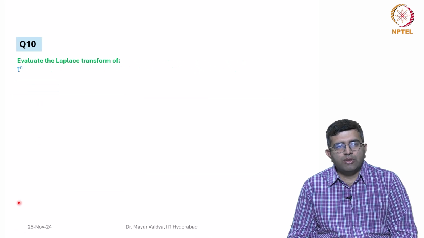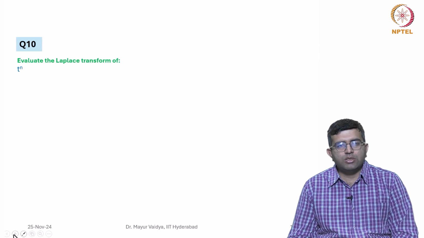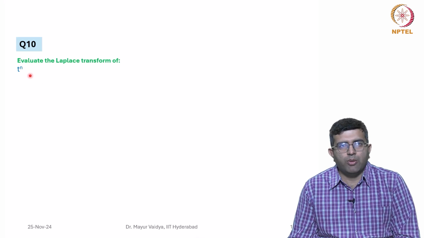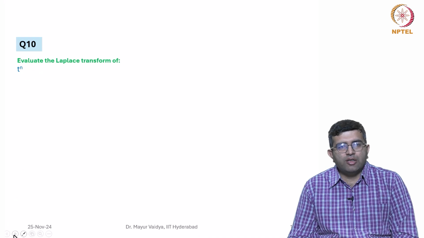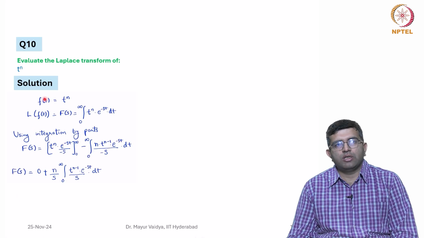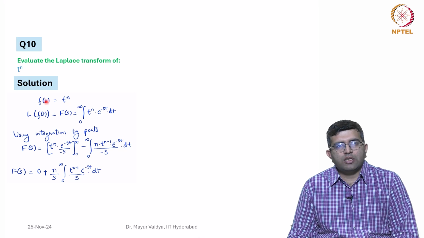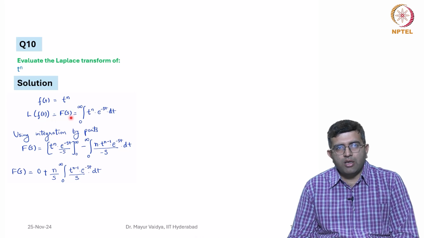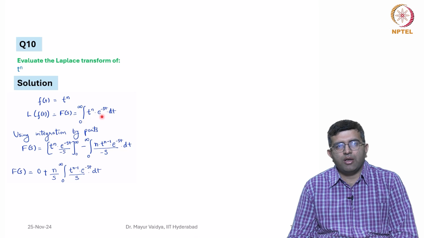So, now I think the last problem of this tutorial is where you need to find the Laplace transform of t to the power n, and let us see how we go about it. The solution is as follows. You see that f of t is equal to, let us say, t to the power n. So, the Laplace of this, which we write as capital F of s, is equal to the integral from 0 to infinity of t power n e power minus st dt. This is nothing but the definition itself of the Laplace transform.